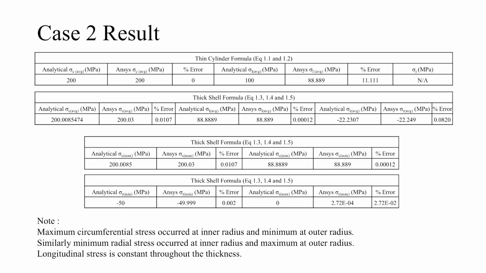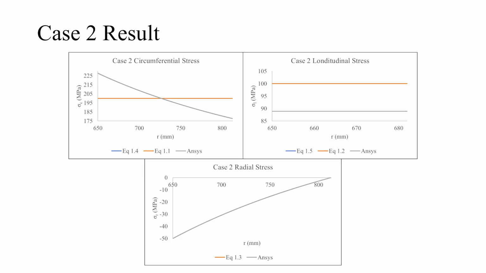This slide shows the result of case 2 compared with both thin and thick cylinder theory with the percentage error. Here is the stress distribution of hoop and radial stress. Here also, thick cylinder theory excellently matches the Ansys results.